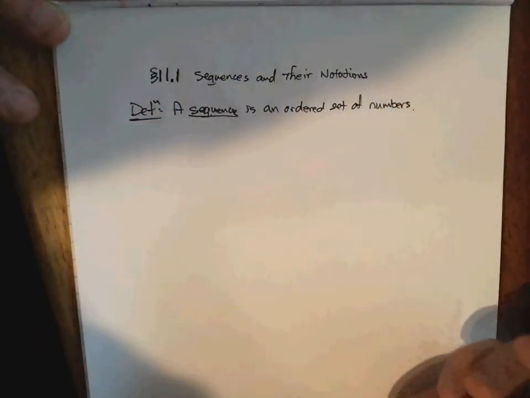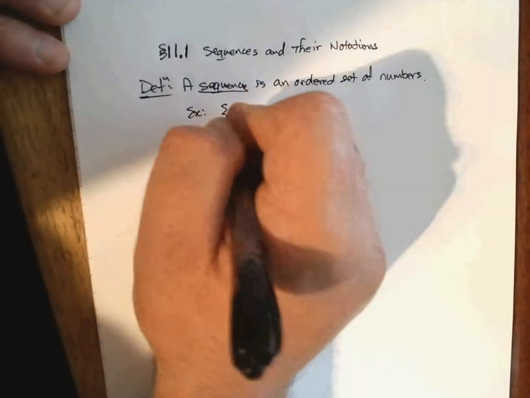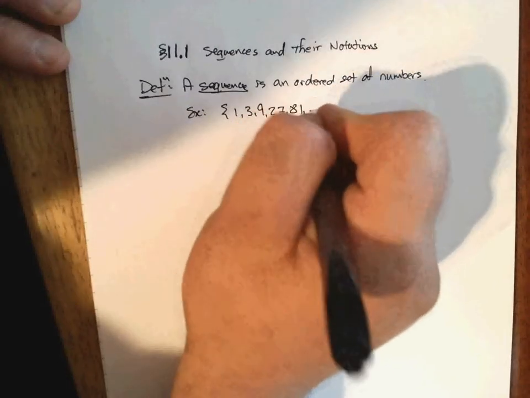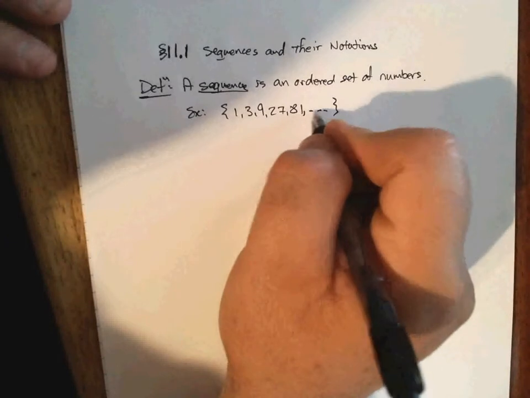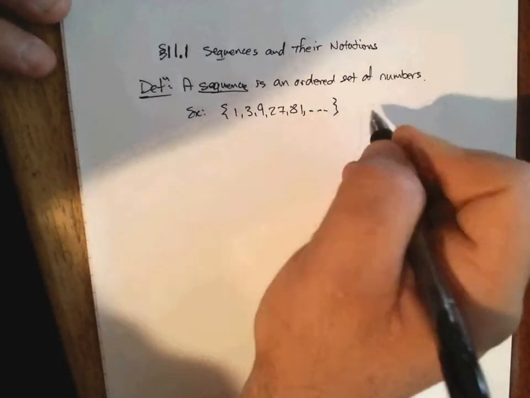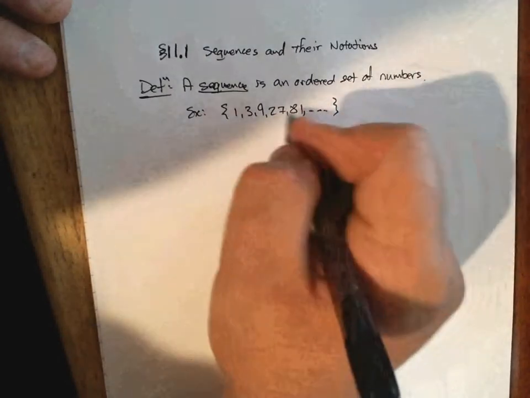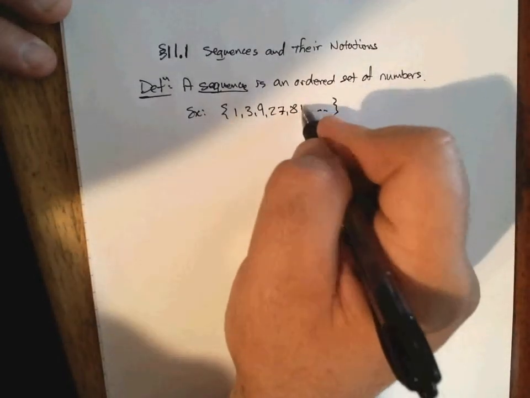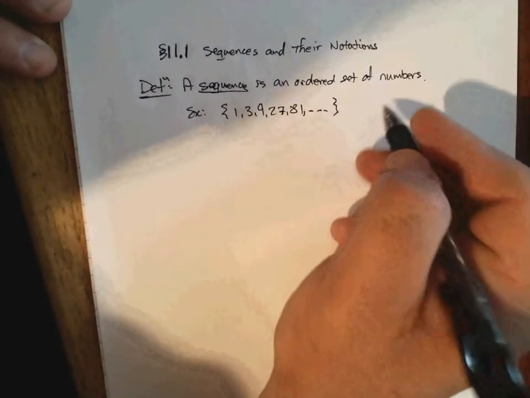So for example, a sequence could look like 1, 3, 9, 27, 81, and so on. And these three dots here, called the ellipsis, simply would mean in this case that this sequence runs on forever in a consistent pattern that we've already established for the numbers. Okay? If I didn't have the ellipsis here and I stopped, that would be a finite sequence instead of this infinite sequence that we're seeing here.